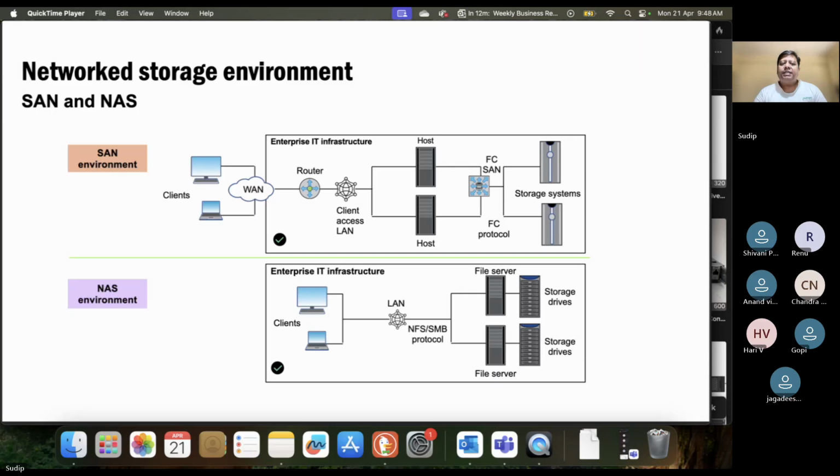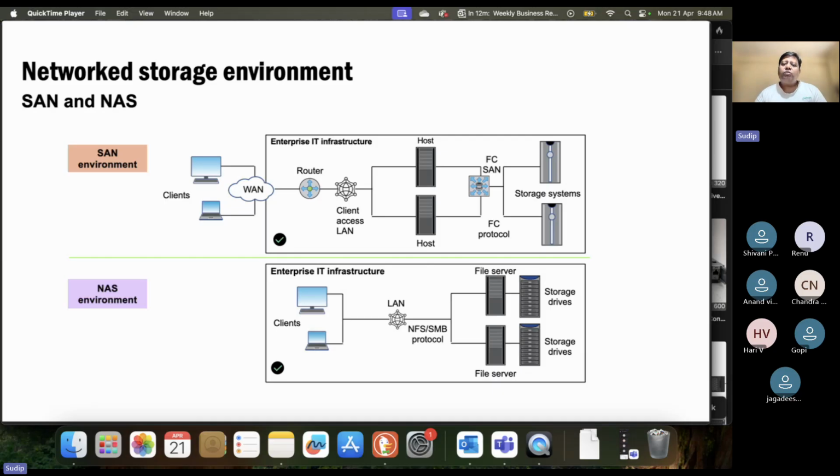Once again, in a SAN environment, which is the box on the top, the file system is owned or controlled by the servers or the hosts. The storage system has no clue of the file system. And hence, you cannot access a storage system which is connected over SAN without a server or a host. You have to go through a server or a host.